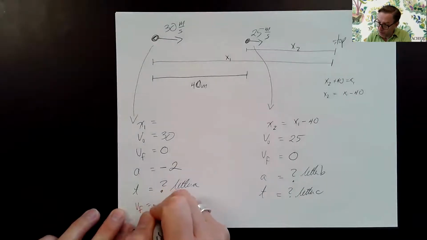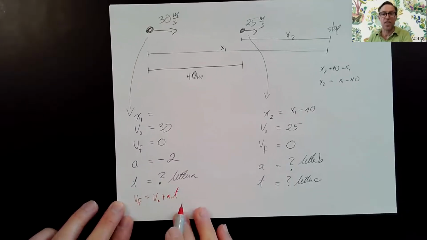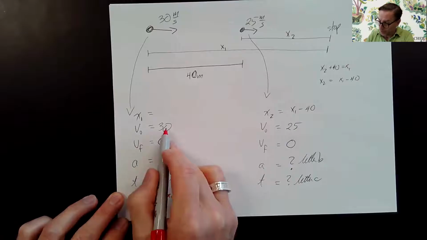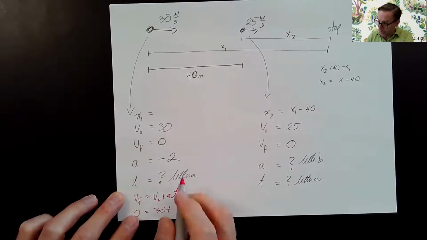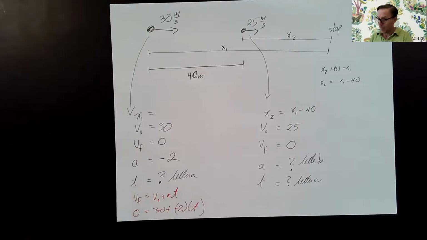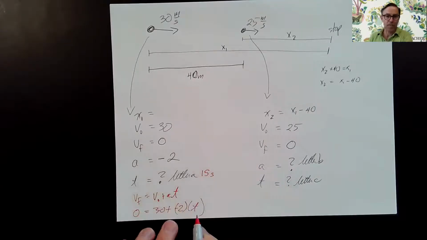So I'm going to write that equation. V final equals V initial plus AT. Always write the equation first, then plug in the numbers. V final is 0. V initial is 30 plus A, -2, times t. Solve that for t, and you're going to see that t is 15. 15 seconds. I'll let you do the algebra, but that's how we do it.